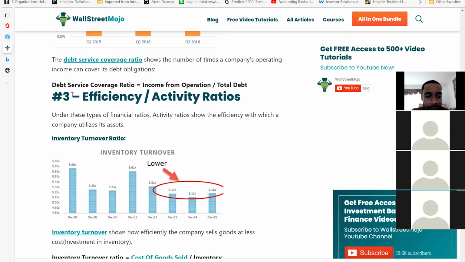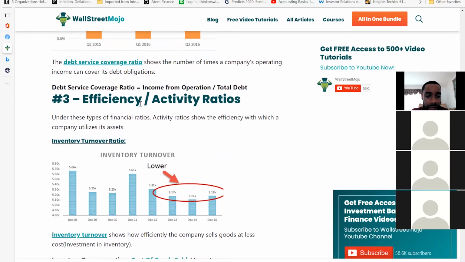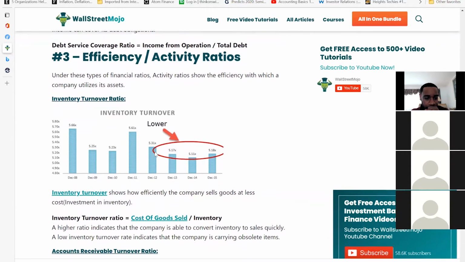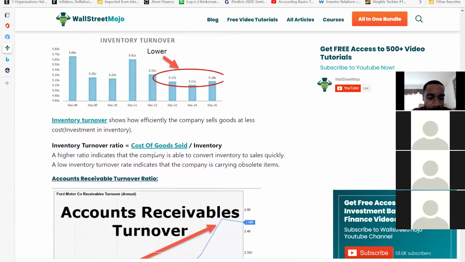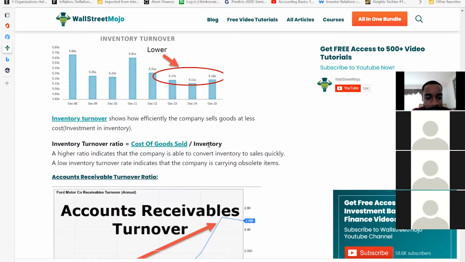Now there's a third type of financial ratios called efficiency and activity ratios. These financial ratios show the efficiency with which a company utilizes its assets. So, inventory turnover ratio. It shows how efficiently the company sells its goods. You have your cost of goods sold divided by inventory. A higher ratio indicates that the company is able to convert inventory to sales quickly. A low inventory turnover ratio indicates that the company is carrying obsolete items.